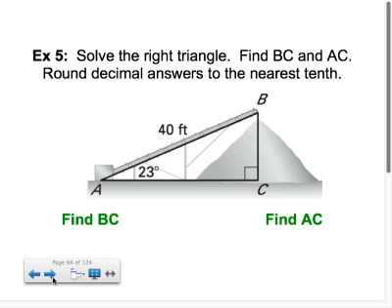Okay, so example 5 says solve the right triangle, find BC and AC, round decimal answers to the nearest tenth. When it says solve the right triangle, that means find every missing piece. The first thing I would do, I always try to do what's easiest first. I think the easiest thing here is to find the measure of angle B, because all I have to do is 90 plus 23, and then subtract that from 180, and I get 67 degrees. All right, so I've done that much. Now let's call the other missing pieces X and Y.